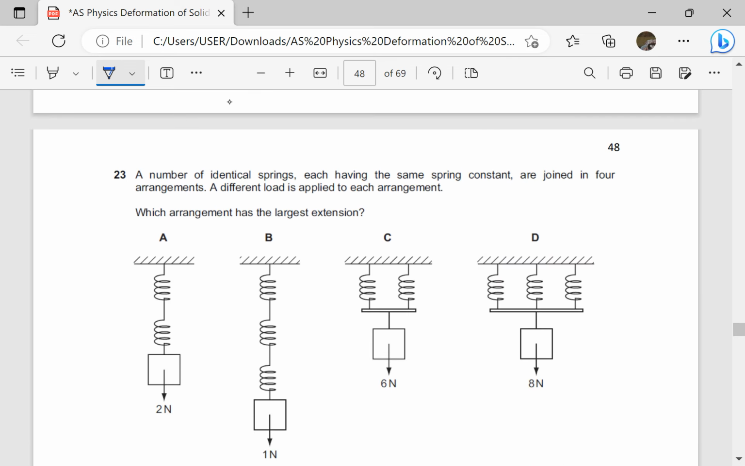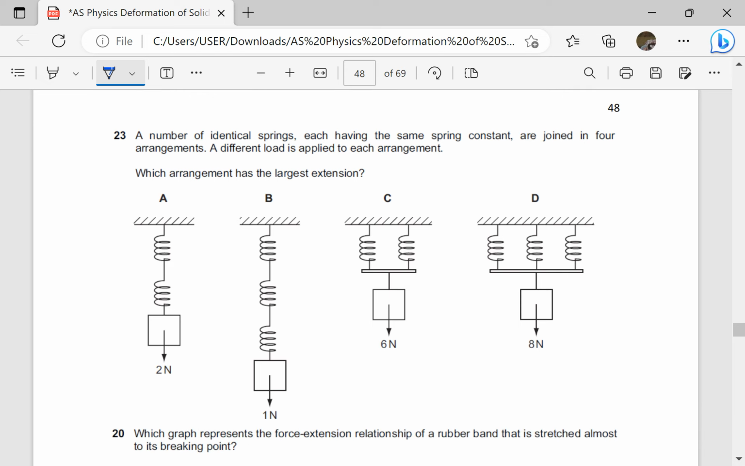A number of identical springs, each having the same spring constant, are joined in 4 arrangements. A different load is applied to each arrangement. Which arrangement has the largest extension? We have seen similar questions. These are in series. Total extension is just going to be twice E. These are also in series, so this is going to be 3E.